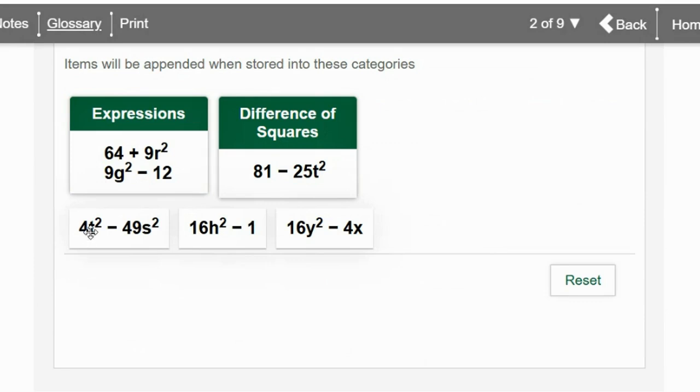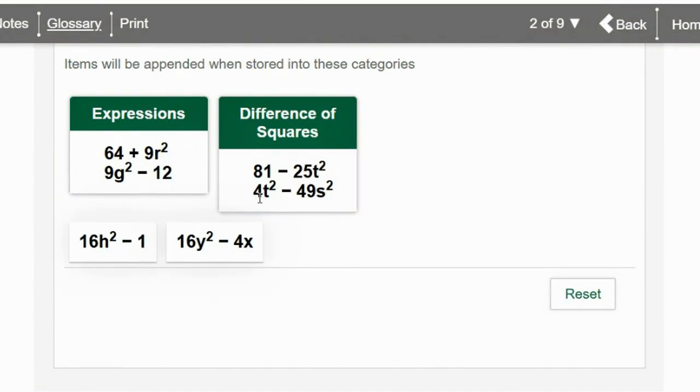How about 4t squared minus 49s squared? Oh, two variables, but are they perfect squares? Truman says, yep, not a problem. We can do that. Oh, you guys are going to do well spotting these because you're doing great. You're going to spot these and be able to quickly give answers when you recognize the difference of squares. This is a difference of squares. This is 2t times 2t and 7s times 7s. So that's 2t squared, 7s squared.